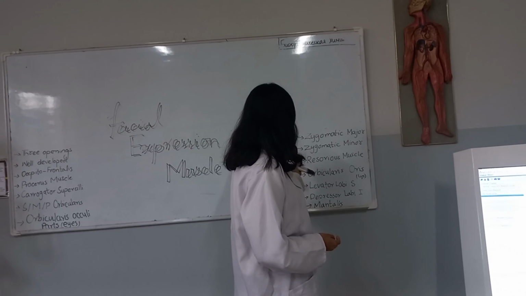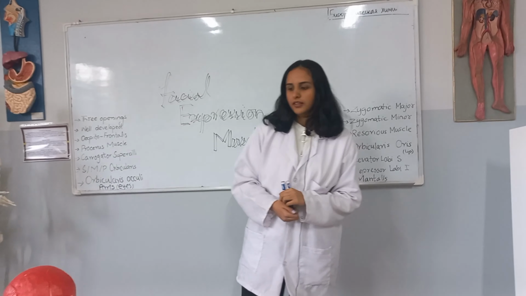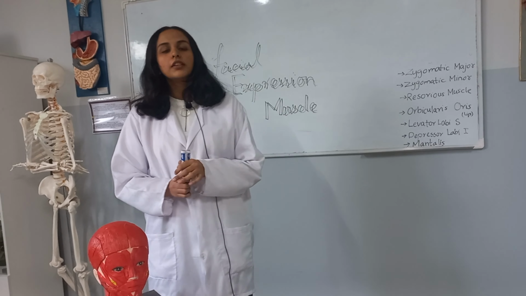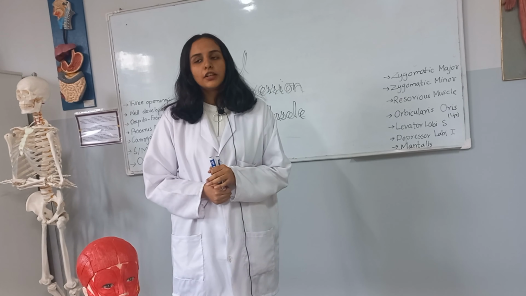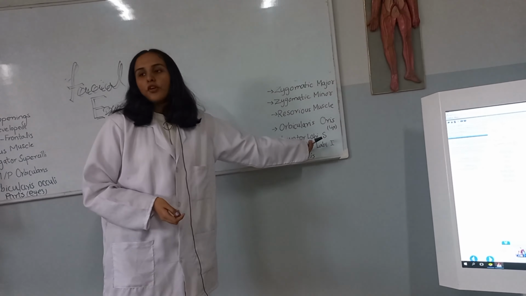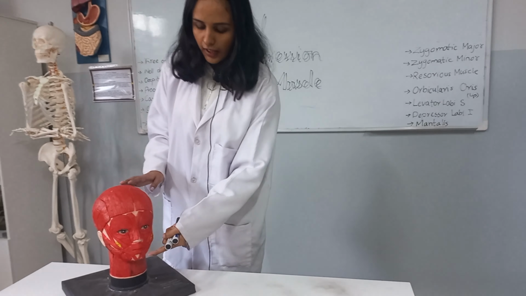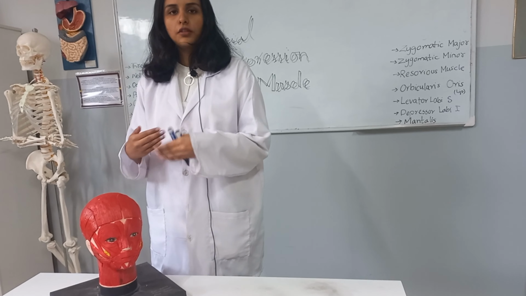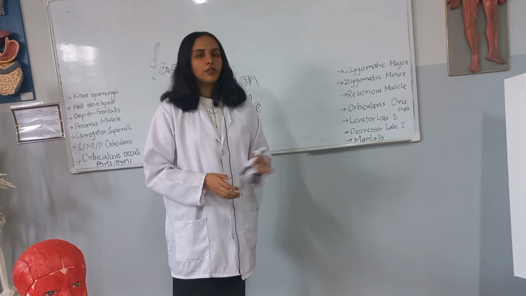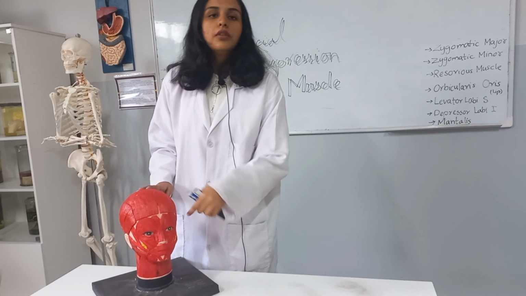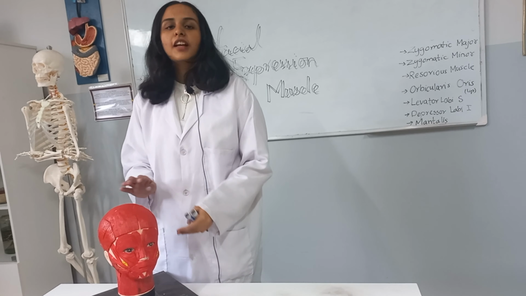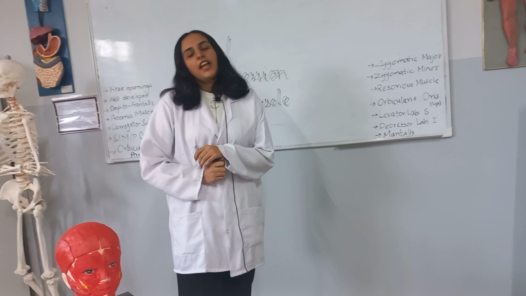Then we have orbicularis oris muscle. This is orbicularis oris muscle. It is for the closing of lips, pouting and twisting like this. And we have levator labii superioris. This is for the elevation of lips superiorly, and its depressor labii inferioris. Its function is to depress, to move the lip downward. It is also called a muscle of sadness and sorrow.